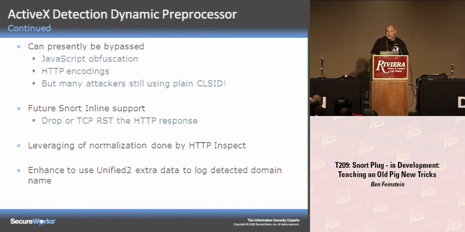In the future, I want to add some Snort inline support to this so that when it detects the plugin getting instantiated, it could actually drop the packet or potentially send a reset back. And also, I want to extend this some more to leverage all the work that HTTP Inspect is doing there. Another idea is to leverage the Unified 2 output plugin to write out some more details about the ActiveX control that we've triggered on.